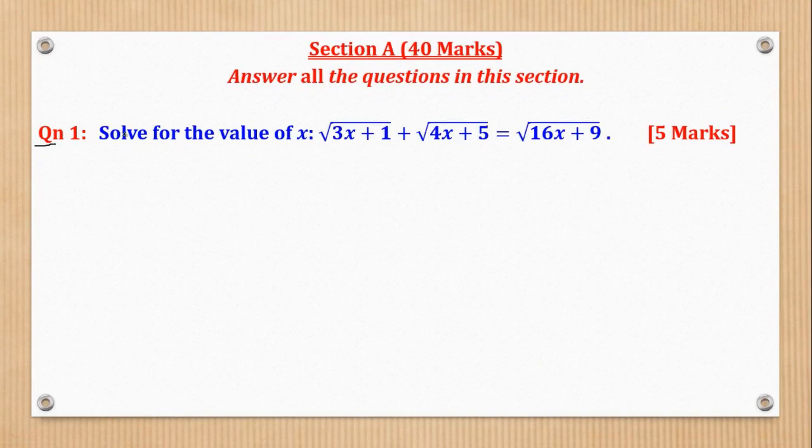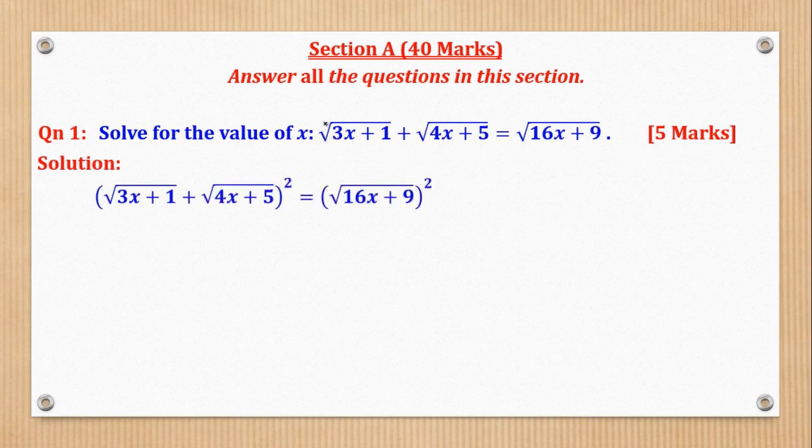So question 1 says solve for the value of x, and this is the equation. I think you realize that there are three square roots. There is this one, there is this one, and there is this one. The misconception students make is to square each square root independently. That is not okay. What we do, we square both sides.